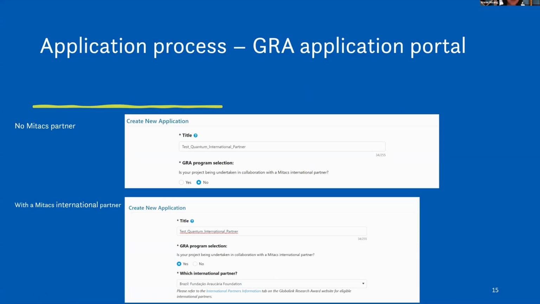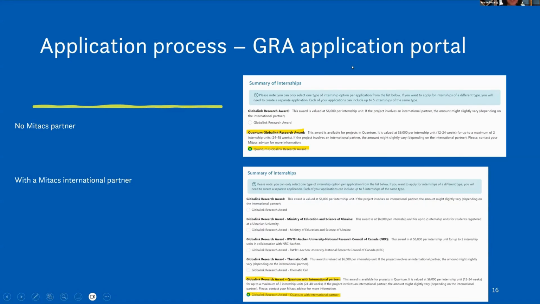Next slide, please. All right, so on the application portal, when you get to the budget section, because you're doing a quantum application, make sure you are clicking the correct category. So if there's no Mitacs international partner, make sure you are clicking on the quantum Globalink Research Award category so that it chooses the correct funding model. If you have an international partner, again, make sure you click the one that says quantum with international partner. This is just so you have the correct funding model for your project. Next slide, please.